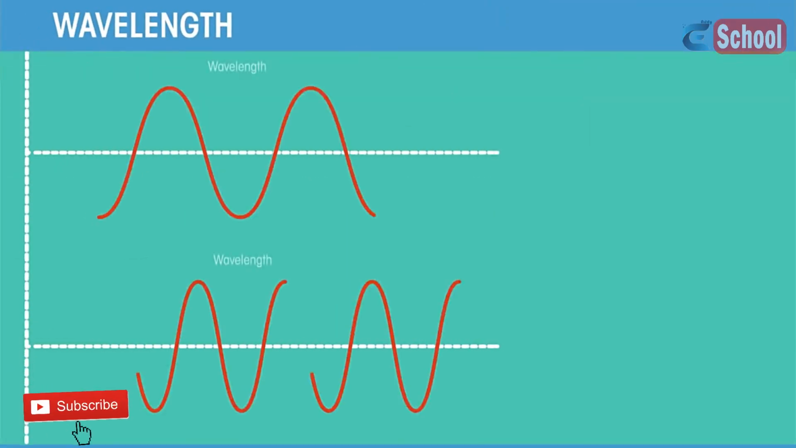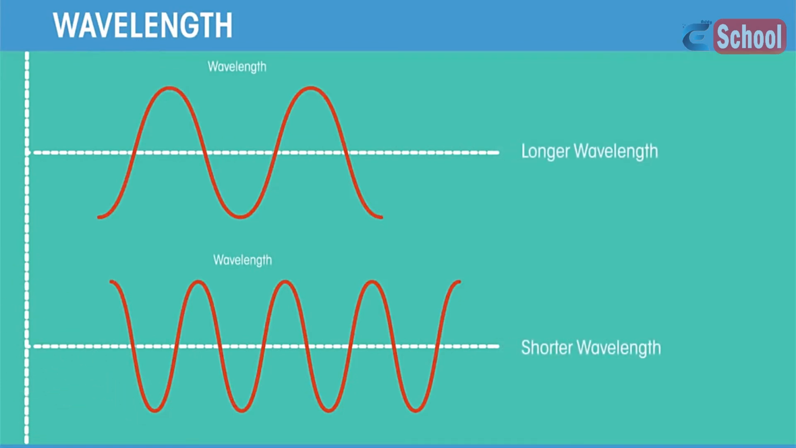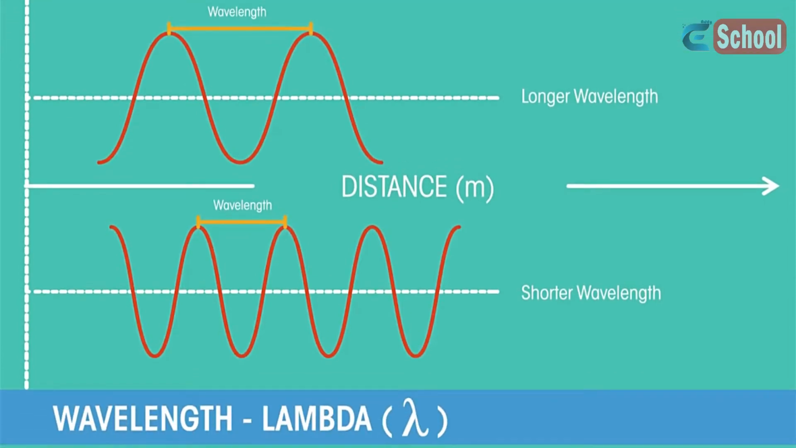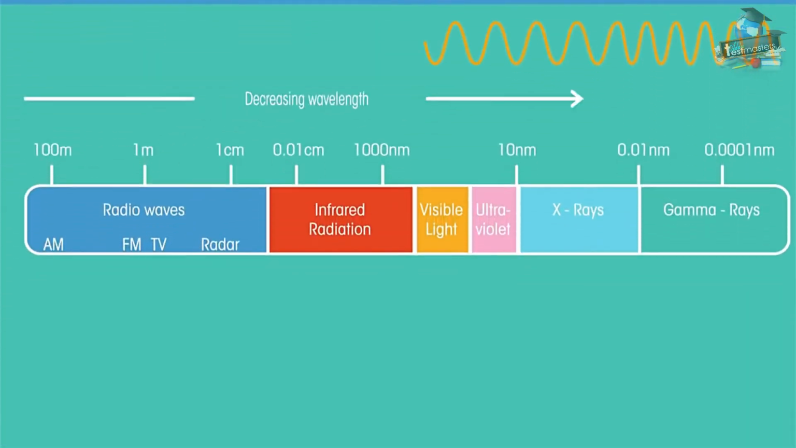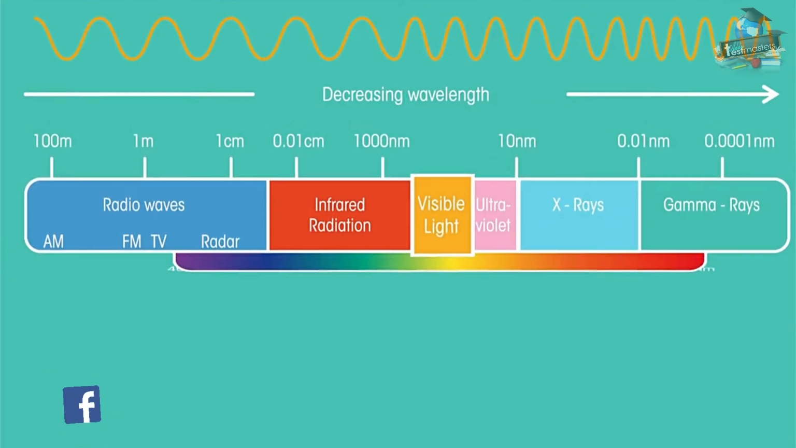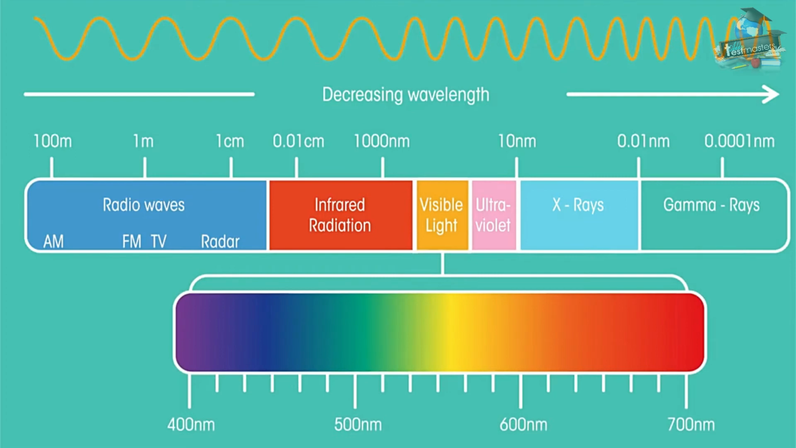Now for wavelength. The wavelength is the distance between a point on one wave and the same point on the next wave. For example, two peaks or two troughs. Wavelength is given the symbol lambda, from the Greek letter, and is usually measured in meters. Wavelength can vary hugely in size. X-rays are very short, visible light is here, and FM radio waves are much longer.